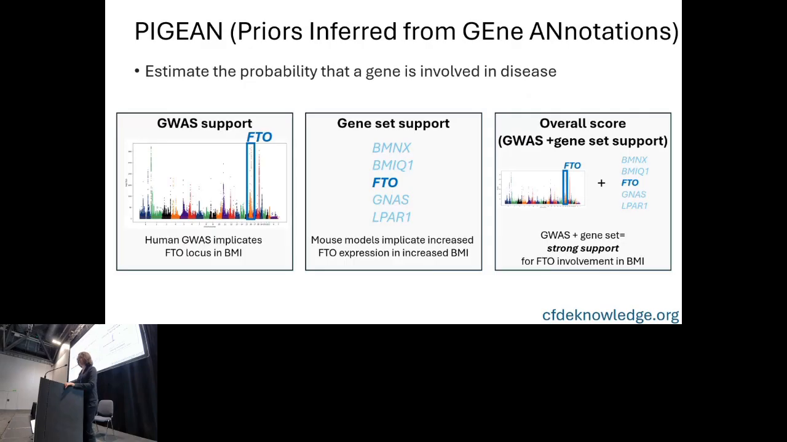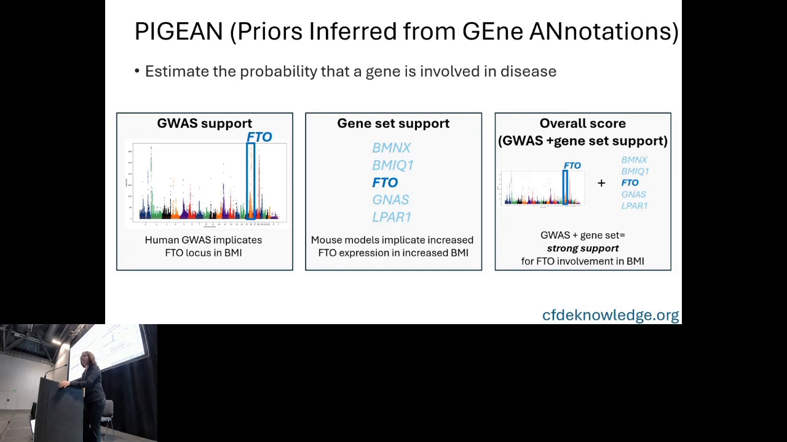The GeneSet browser leverages a method called PIGEON, priors inferred from gene annotations. PIGEON allows users to estimate the probability that a gene is involved in disease using two major lines of evidence. The first is GWAS support, and the second is GeneSet support. So I'm going to give you an example of what each of these means.